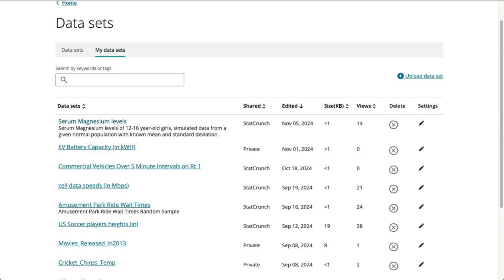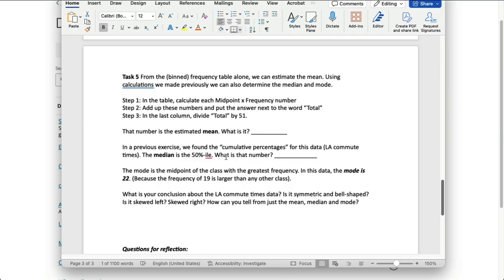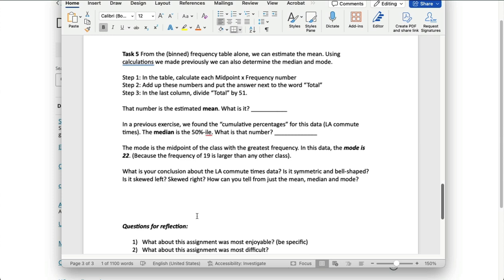But we did it in a previous class. So it's important that we actually do some comparison of the median and the mode with the mean that we just calculated. So then on your own, I would like you to try to come up with your own conclusion about the LA commute times data. Was it symmetric and bell-shaped? Is it skewed left? Is it skewed right? And how can you tell?